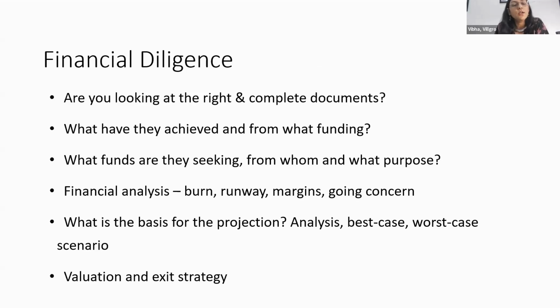So on the financial diligence, right? The first thing is making a list. I don't think I've listed that here, but yeah, making a list of the different documents that we need and what we are looking to achieve from the diligence. So when we make the list of documents, the starting point is, do we have the right set of documents and the complete documents?